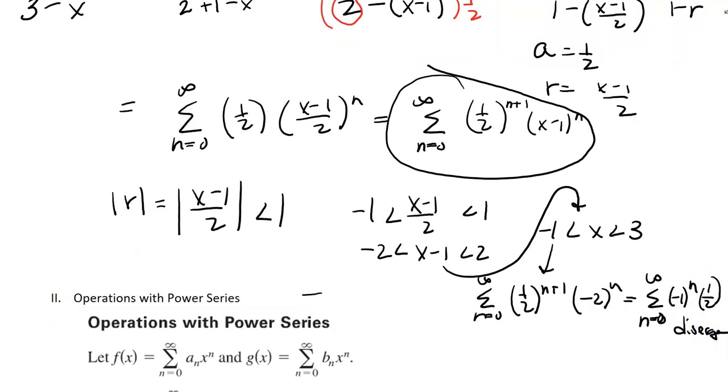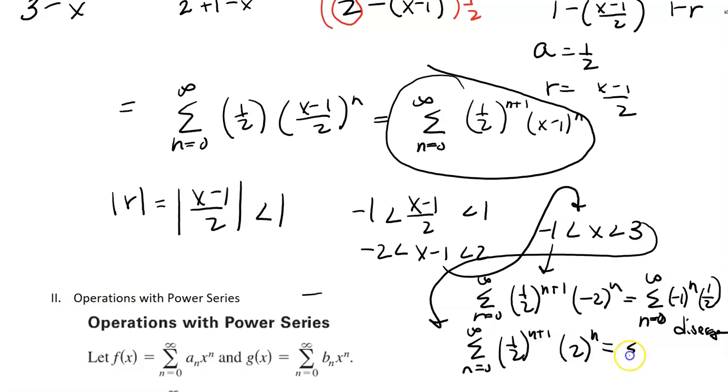And if you let x equal 3, you would have the sum from 0 to infinity of 1/2 to the n plus 1 times 2 to the nth power. So it's the sum of basically 1/2, so that diverges as well. So this is true for x in the interval from negative 1 to 3.